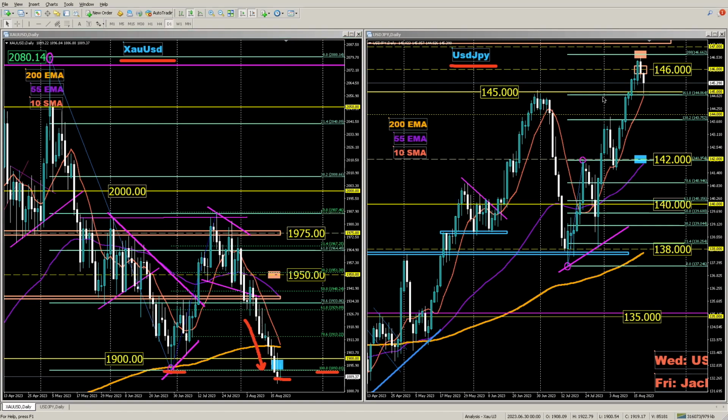At the same time, the US dollar against Japanese yen has finally found some interim resistance and started to retrace, but still finding some support at the 145 round figure, which was a previous swing high and the high of the year at that time in late June.